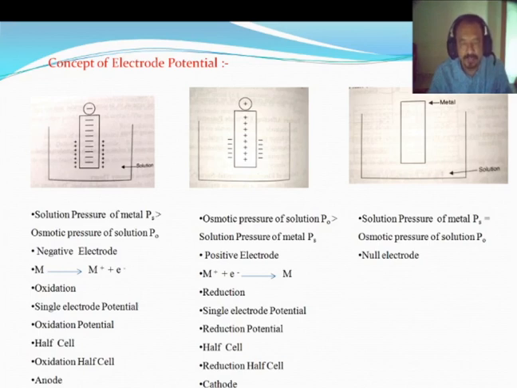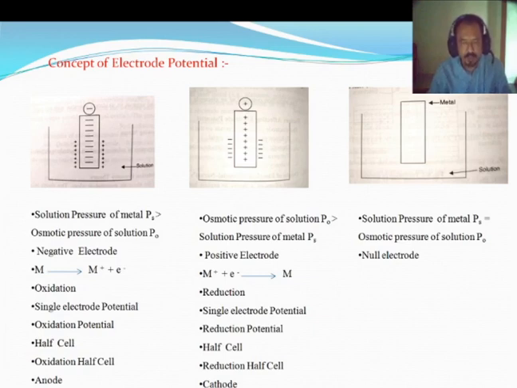At the same time, there is another tendency that the metal ions which are present in the solution accept the electrons from the metal rod and get deposited on the metal. Now this tendency of the ions is known as the osmotic pressure of the solution. That means there are two processes, the solution pressure of the metal, that is PS, and the osmotic pressure of the solution, that is PO. These two are taking place simultaneously.